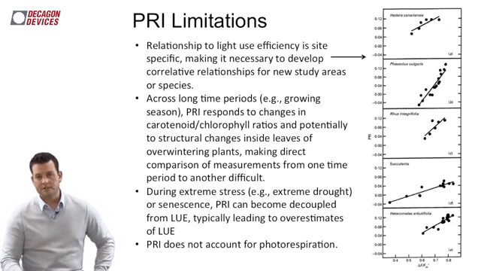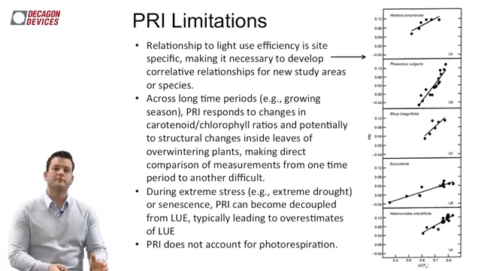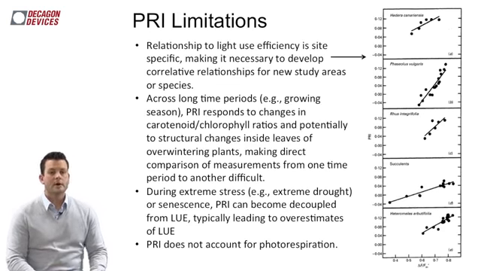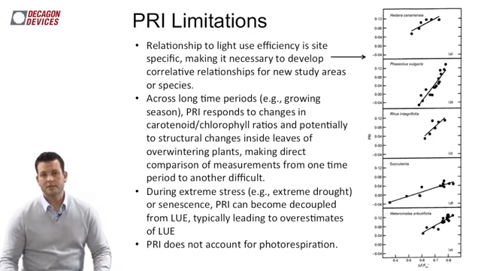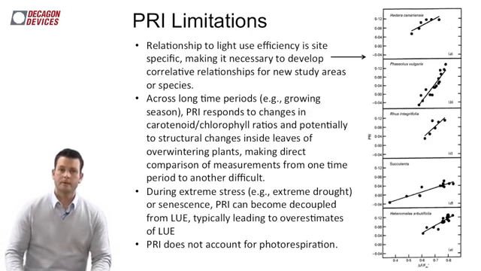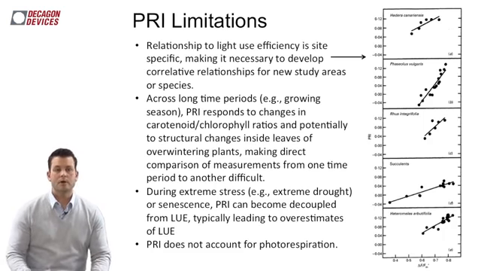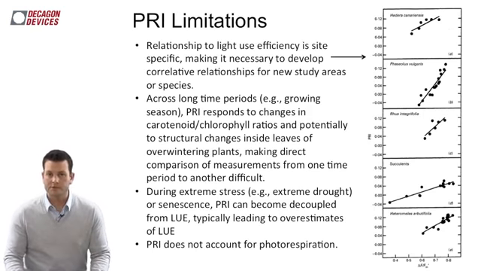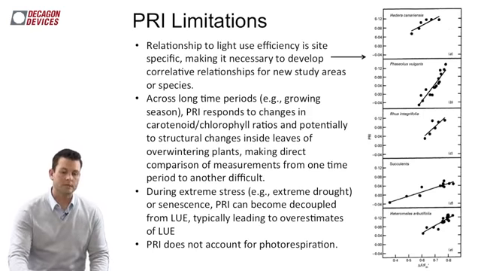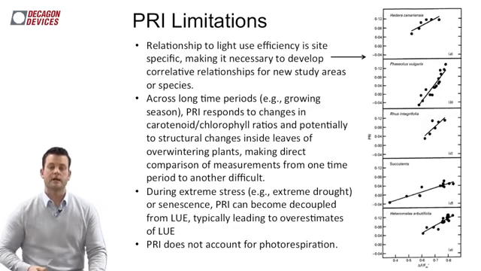Finally, light use efficiency is not just related to xanthophyll cycle pigments or other foliar pigment content. There's also photorespiration that has to be accounted for in some cases. And PRI is unrelated to photorespiration. So that photorespiration can be a source of error in PRI-based estimates of light use efficiency.